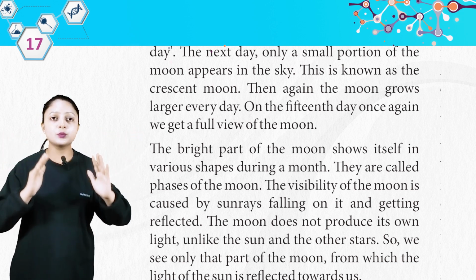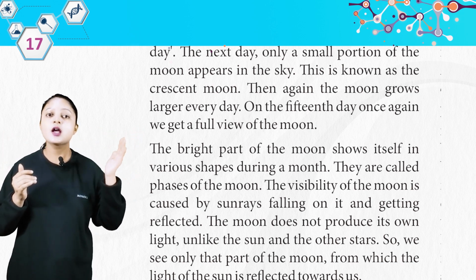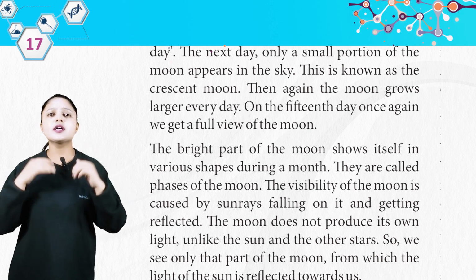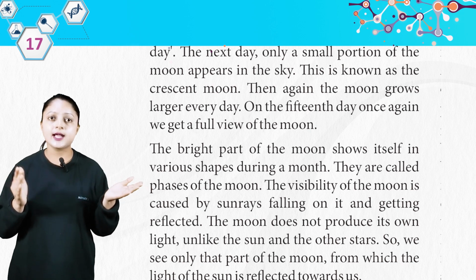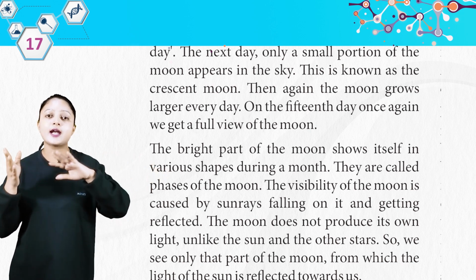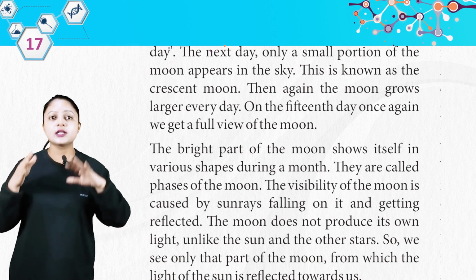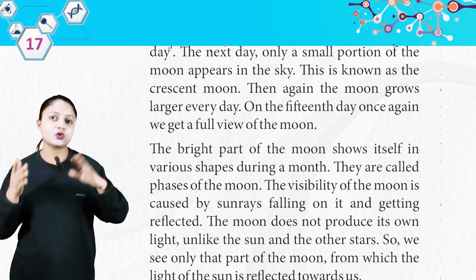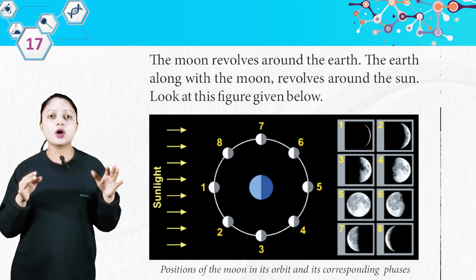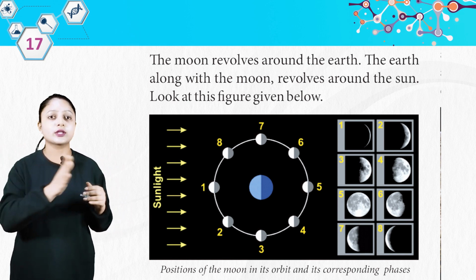The visibility of the moon is caused by sun rays falling on it and getting reflected. The moon does not produce its own light, unlike the sun and other stars. So we see only that part of the moon from which the light of the sun is reflected towards us. The moon revolves around the earth. The earth along with the moon revolves around the sun.